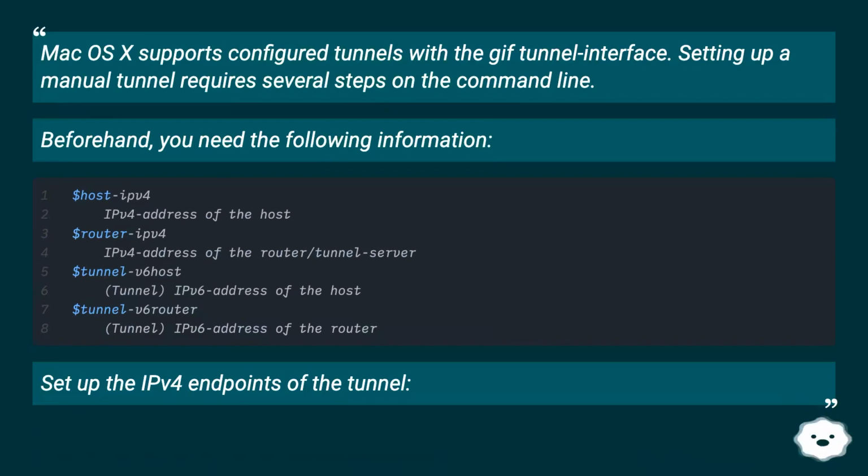Mac OS X supports configured tunnels with the GIF tunnel interface. Setting up a manual tunnel requires several steps on the command line. Beforehand, you need the following information.